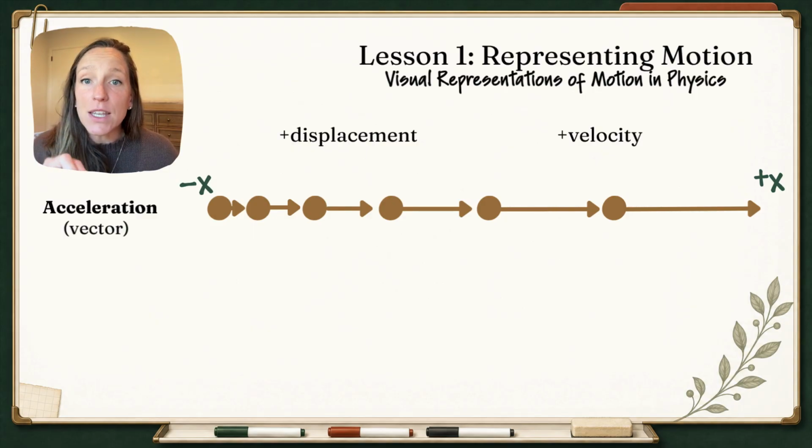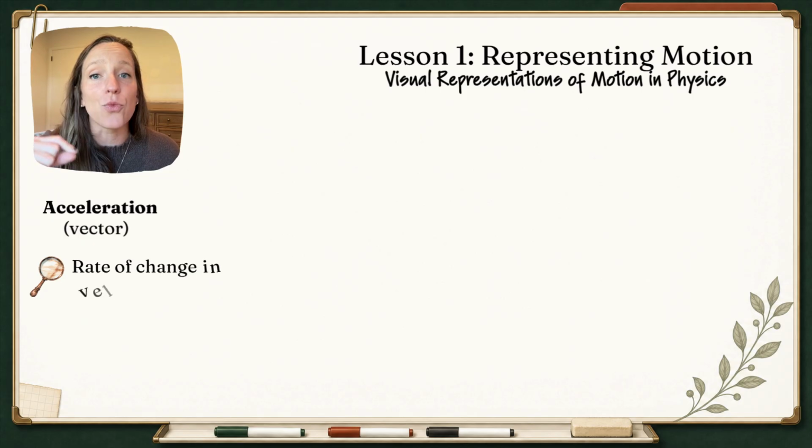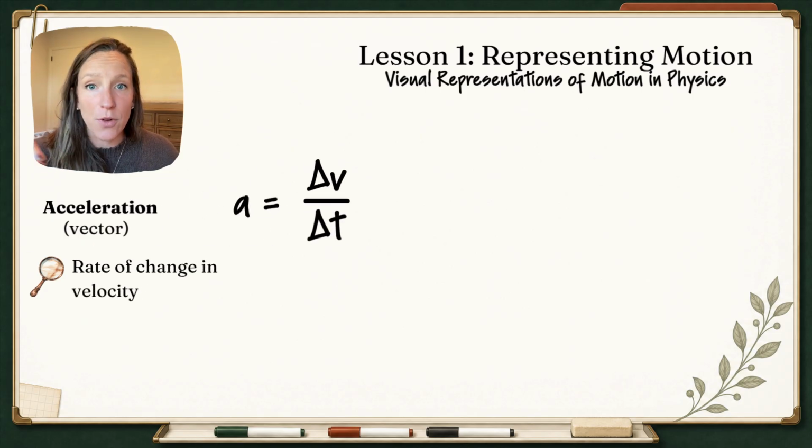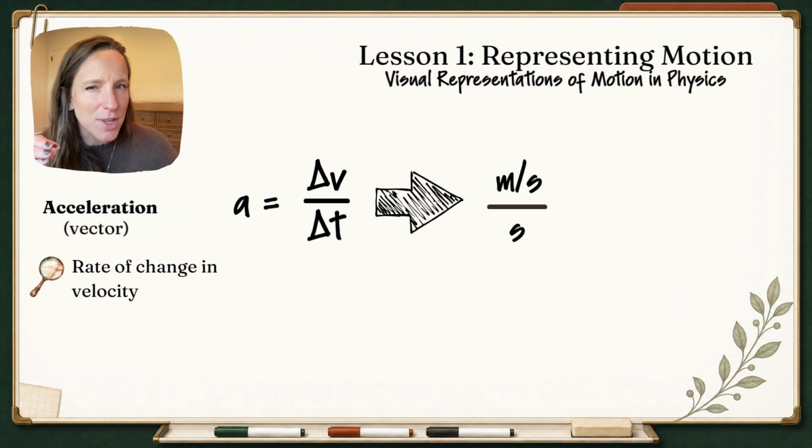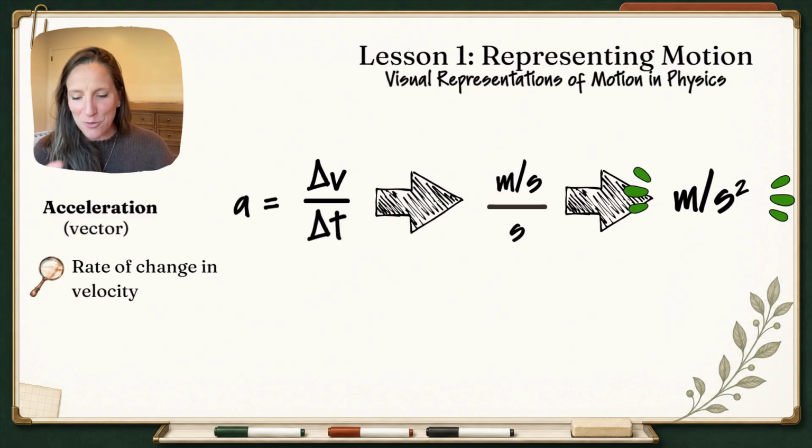And the definition of acceleration is the rate of change in velocity. So we'll see a unit for acceleration that looks like meters per second per second. So how many meters per second is the velocity changing by each second? We usually write that as meters per second squared though, just FYI.